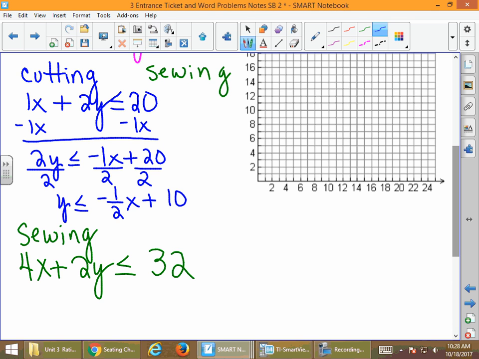Once we have it in that format, it's in the slope-intercept format, what's b in this inequality? 10. Which means that our slope is going to be negative 1/2. And we're going to graph that in a minute. But we also need to look at our sewing inequality, and let's put that in slope-intercept form so that we can do all the graphing at once.